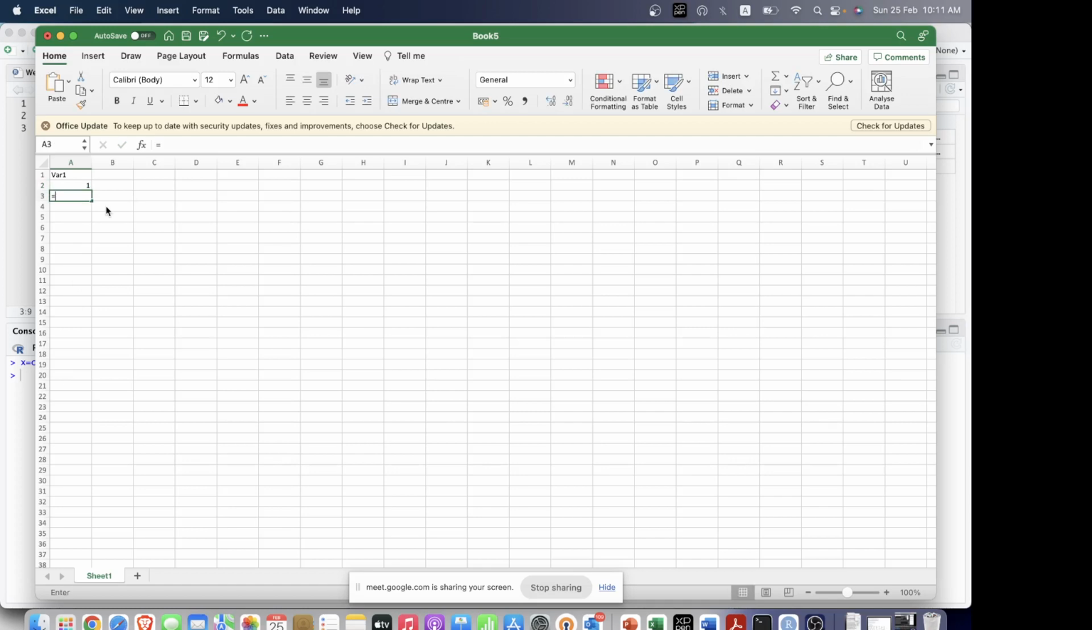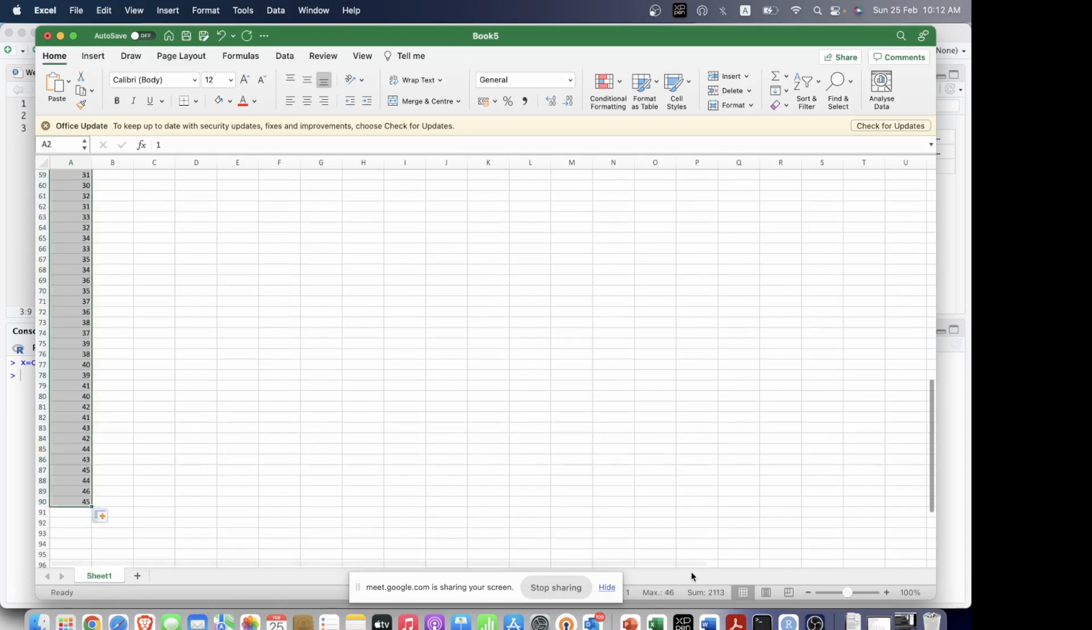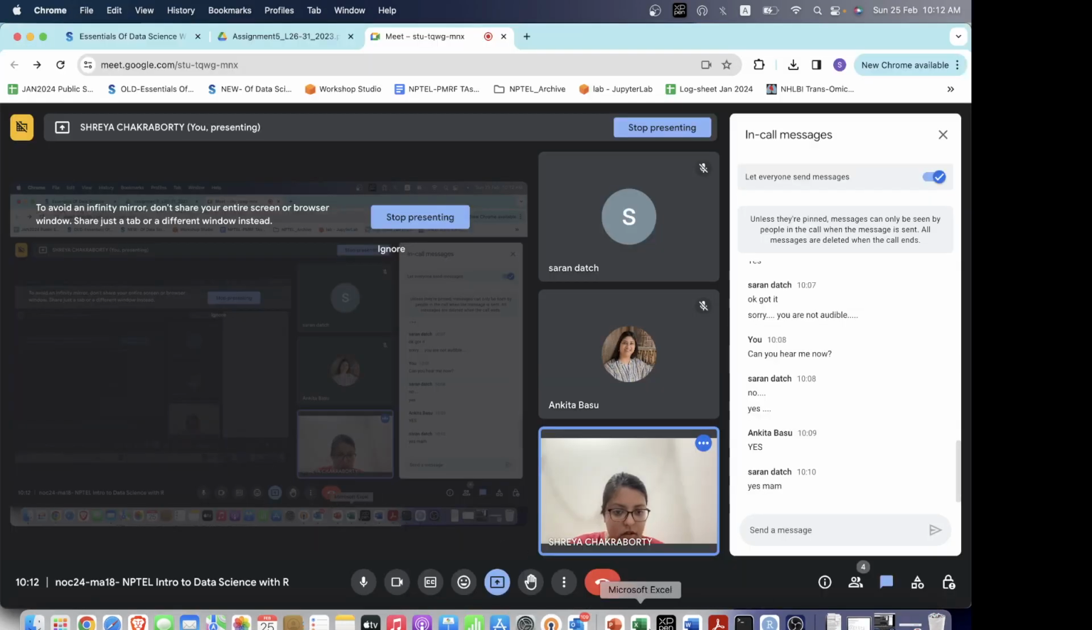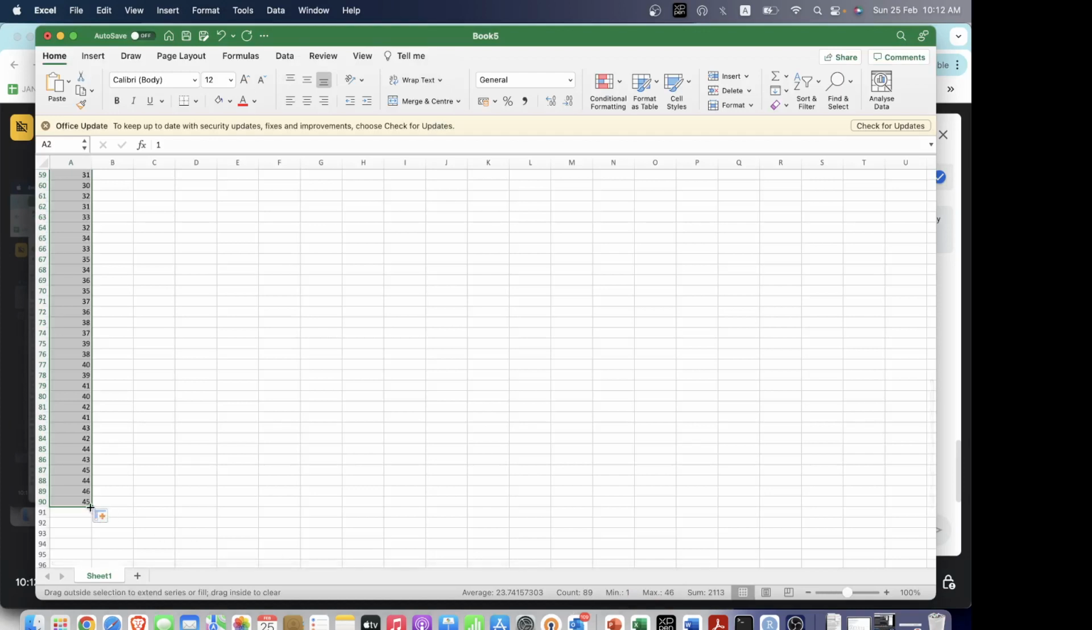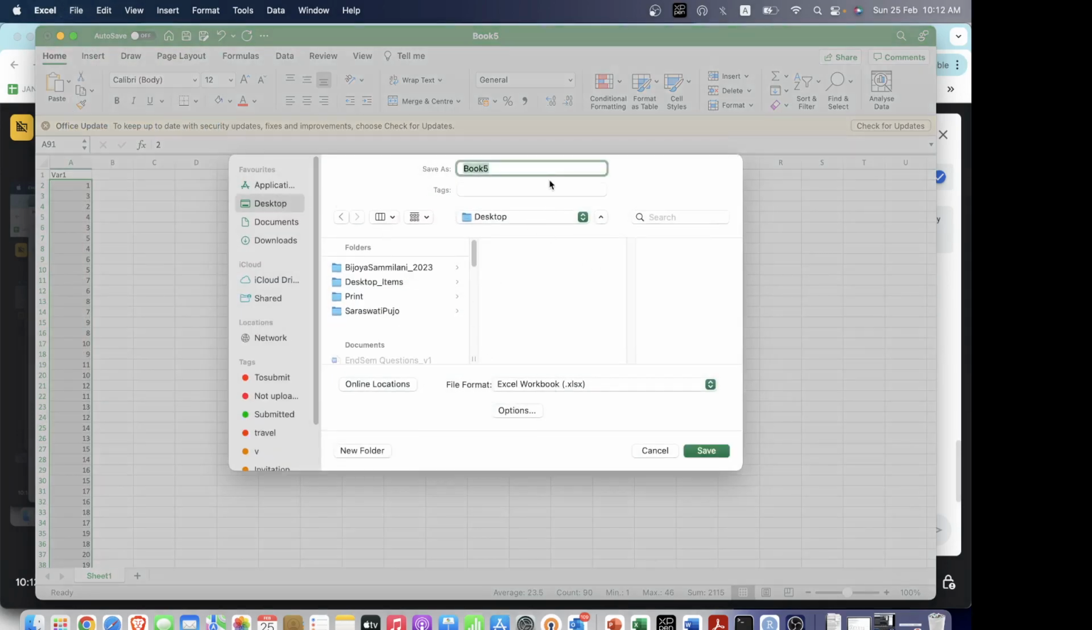This is just a random data generating sequence. So let's say I have 90 data points. So what I'm going to do is save this file as a CSV file. Let me save it on the desktop, as Data entry demo.